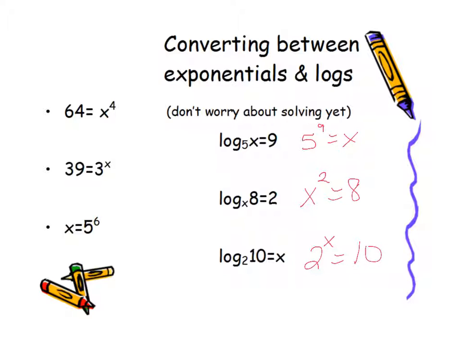On this first example, I have 64 equals x to the 4th. I'm going to write log. The base of this exponential, the number being raised to a power, is x. It'll be log base x of 64 equals my exponent. Let's try again. Next one. Log, the base is 3, so log base 3 of 39 equals my exponent. You do the next one.